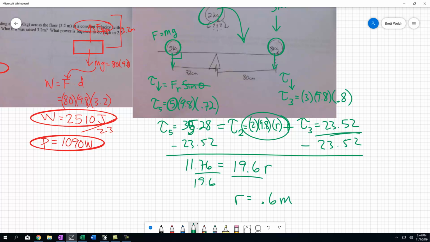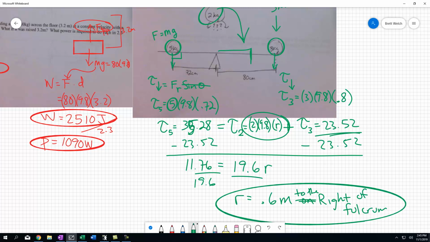Now I need to point out that that's, again, on the right side of the fulcrum. Okay, so that's important. Let's say 0.6 meters to the right of the fulcrum. Okay, so that's answer number 1.